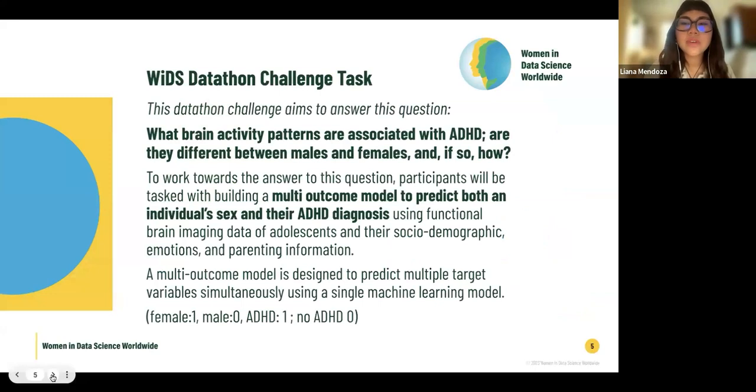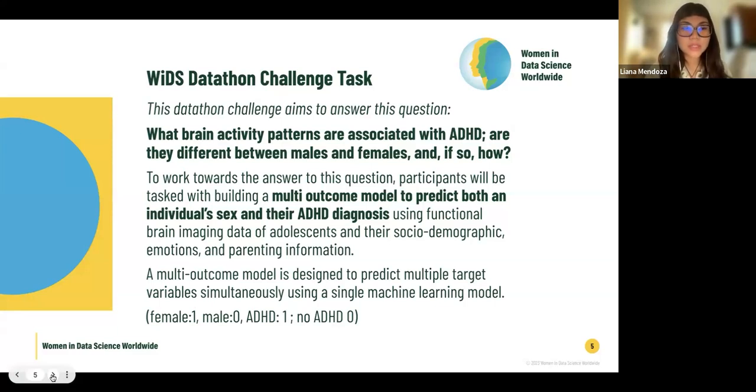And then just to give a brief overview of what we'll do in the Datathon itself, the challenge of the Datathon. This Datathon challenge aims to answer this question: what brain activity patterns are associated with ADHD? Are they different between males and females? And if so, how? To work towards the answer to this question, participants will be asked to build a multi-outcome model to predict both an individual's sex and their ADHD diagnosis using functional brain imaging data of adolescents and their socio-demographic, emotions, and parenting information.